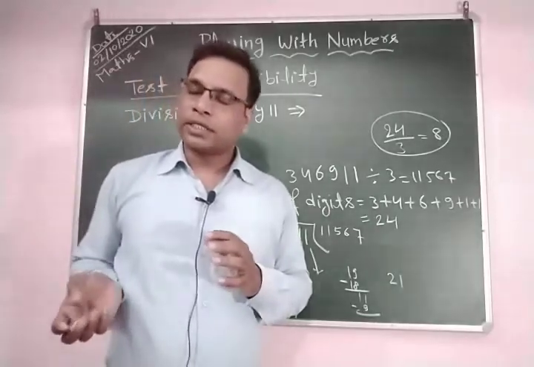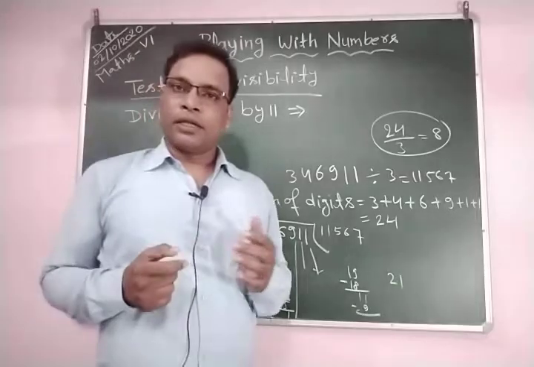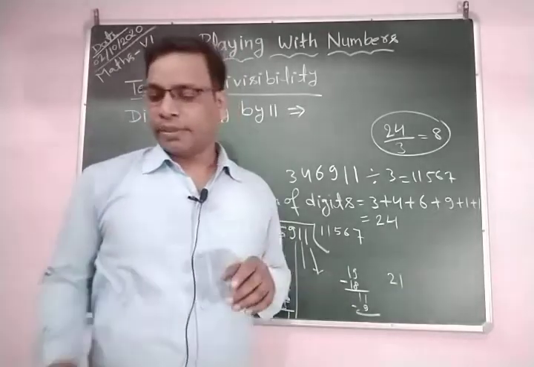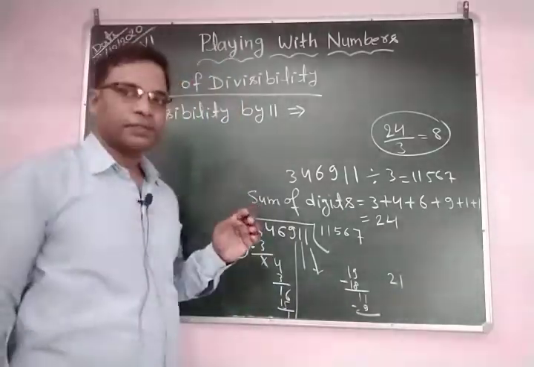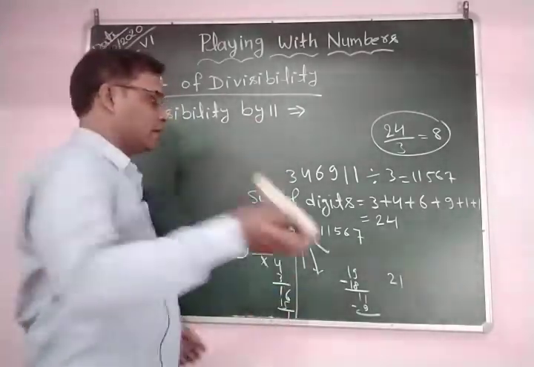If the sum of the digits of a number is not divisible by 3, then that number is also not divisible by 3. After this we discuss divisibility by 11.